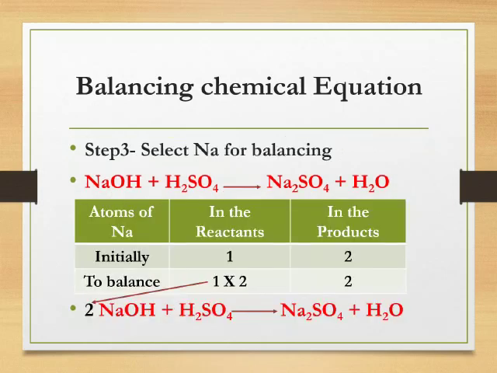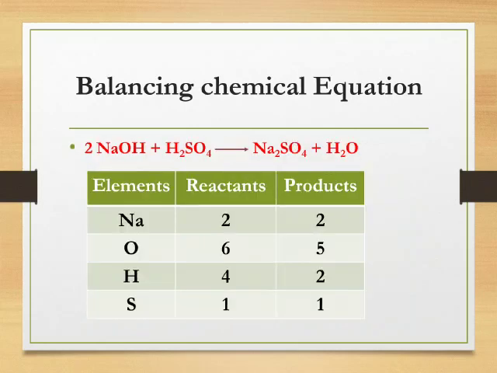Thus, we have selected sodium for balancing, and we know that we have one sodium atom on left hand side, that is reactant side, and two sodium atoms on product side. So we will have to multiply the reactant side by 2, and that is why we have written 2 on the left hand side of this sodium hydroxide. It means we have taken 2 molecules of sodium hydroxide. Let us check again now the number of atoms on reactant and product side. Here sodium are balanced, sulfur is also balanced, but oxygen and hydrogen are not balanced.